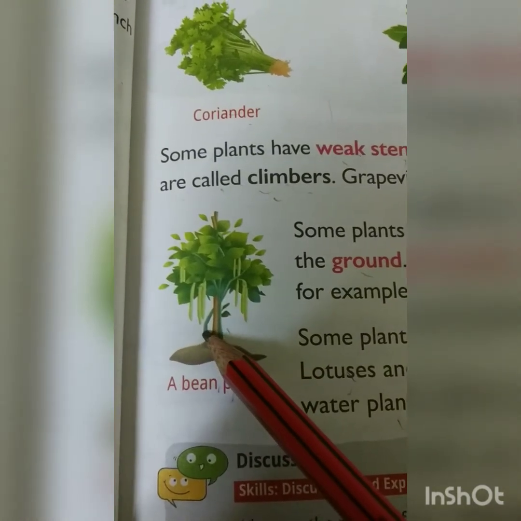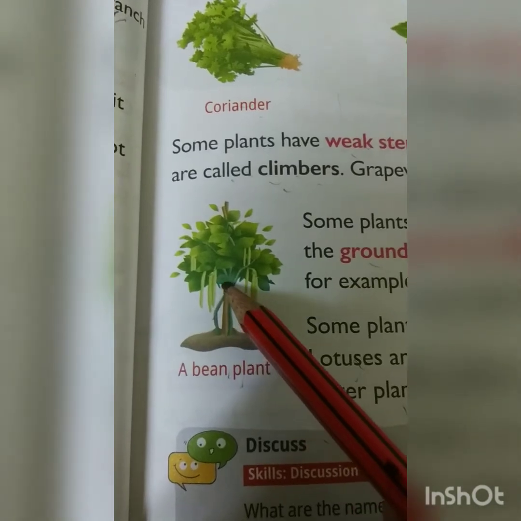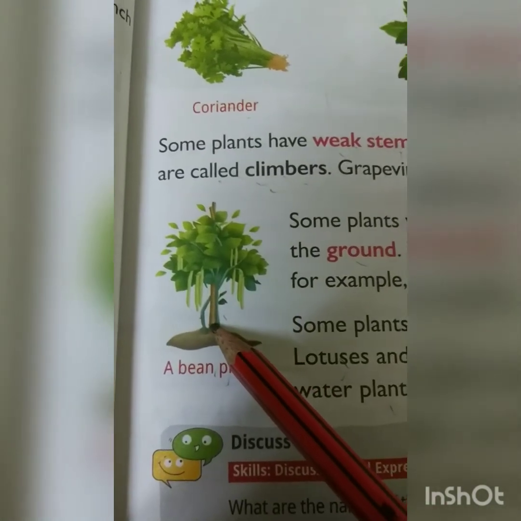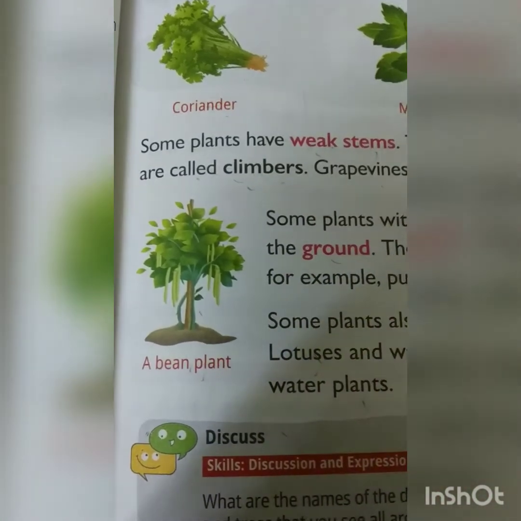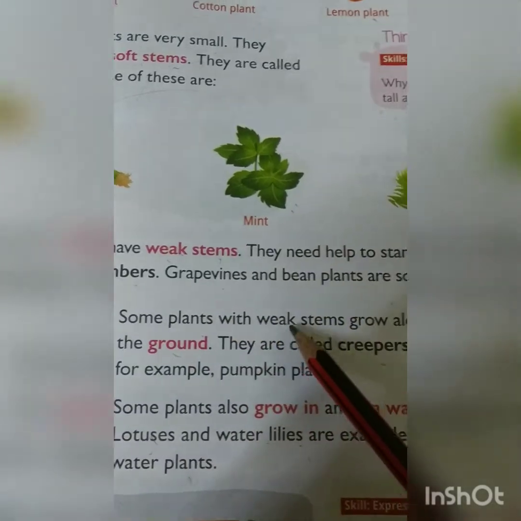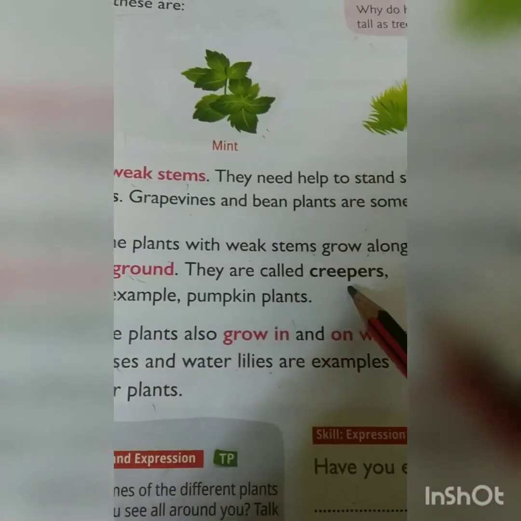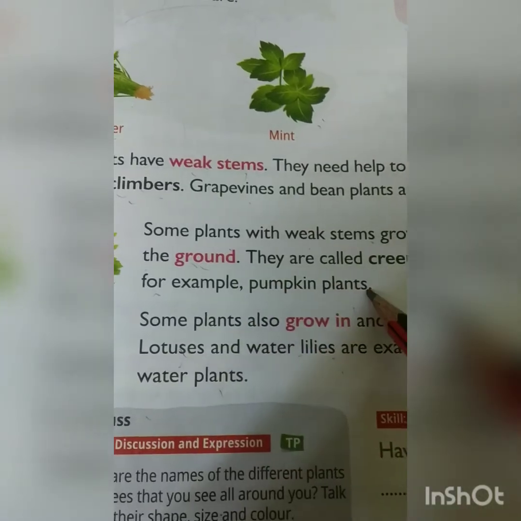This is the bean plant. It has to be given support. You see here, one stick is given to support the plant. In the same way, grapes also have to be supported. Some plants with weak stems grow along the ground. They are called creepers. For example, pumpkin plants.